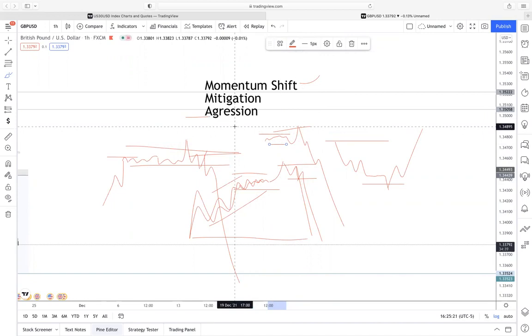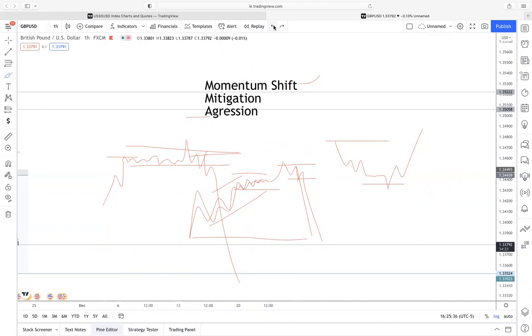And that's how you have such explosive moves in London Open and New York Open, because you have that slowdown in momentum, you have that buildup, and then aggression kicks in and momentum kicks in. So it happens every day within our daily cycle.